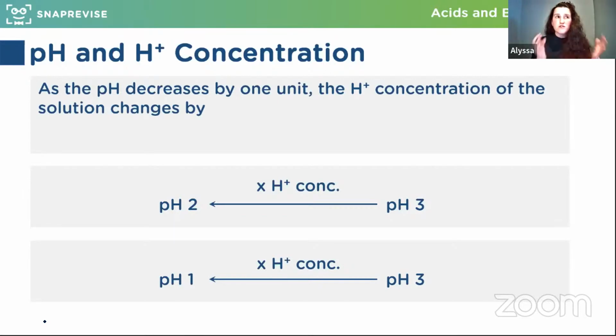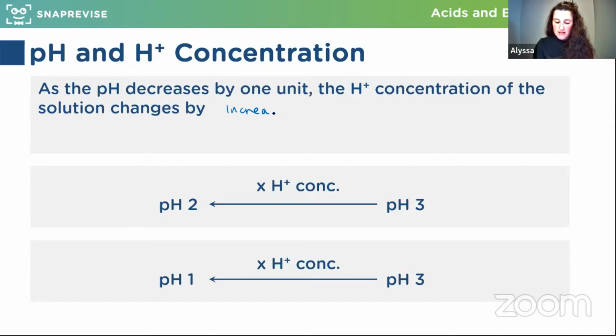So if you've got lots of H+, you have a really low pH, really small number. And if you've not got very many H+, you've got a really big number, a big pH, so pH 14 or higher. So that means as pH decreases by 1 unit, so as we go from pH 3 to pH 2, for example, the H+ concentration is actually changing by a factor of 10. So it changes by increasing, because we're getting more acidic.